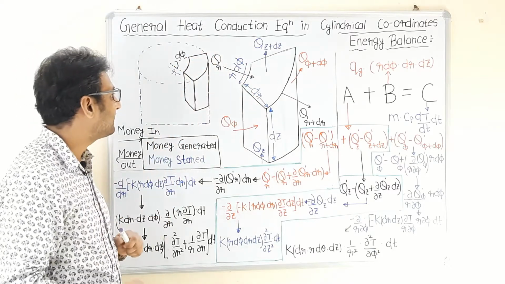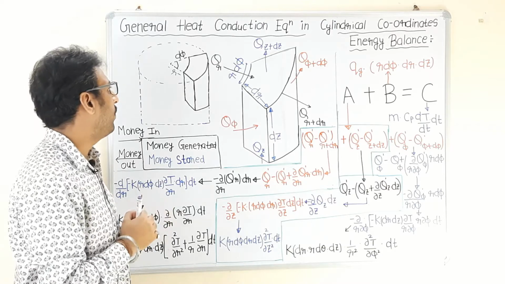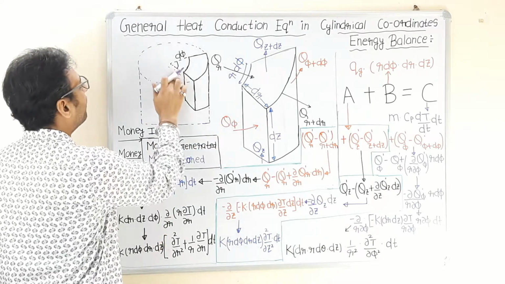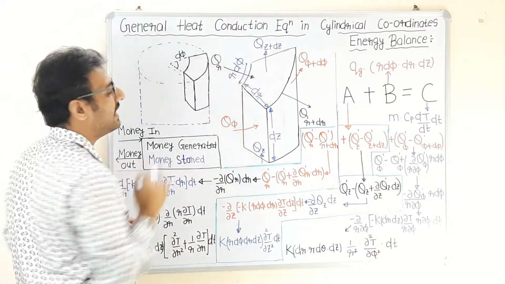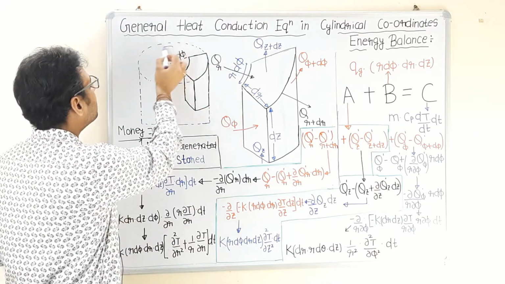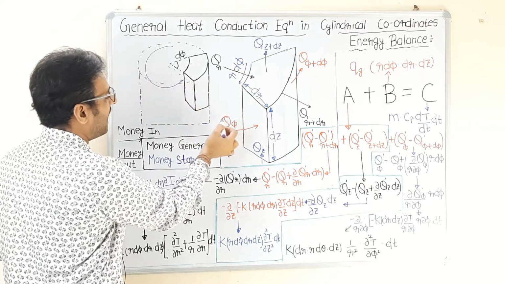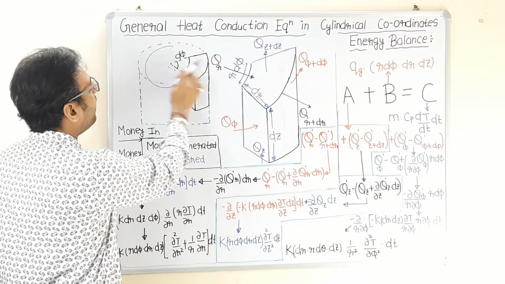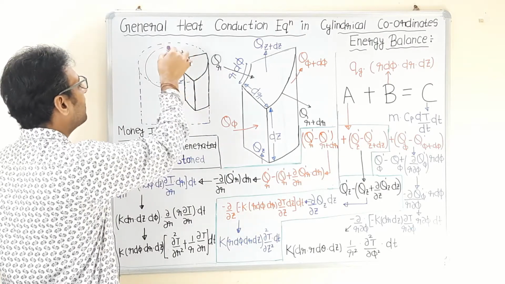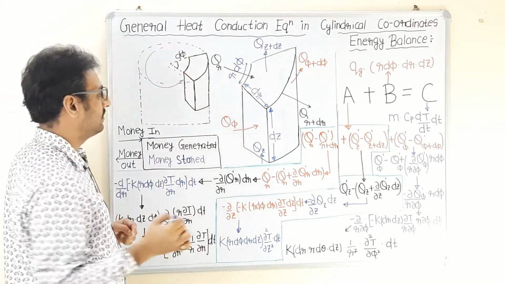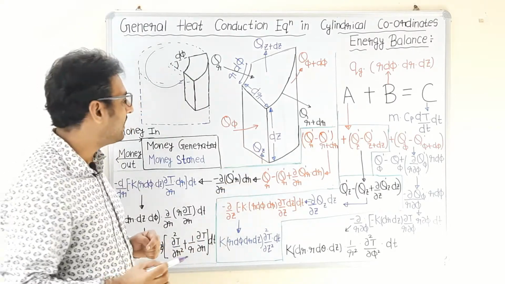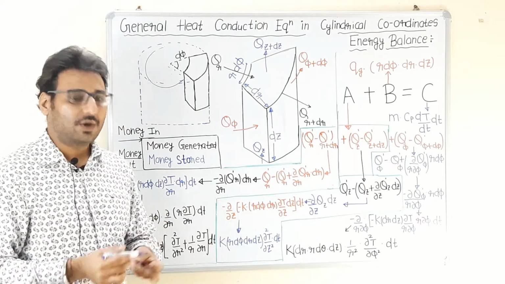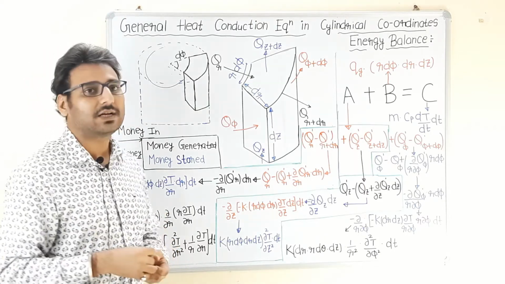Now, heat can flow in three directions in this element. The first one is radially outward. The second one is the tangential direction. I have shown the tangential direction by phi, the radial direction by r, and the third is the axial direction, which we have shown by z. Now our basic aim is to determine the general heat conduction equation.